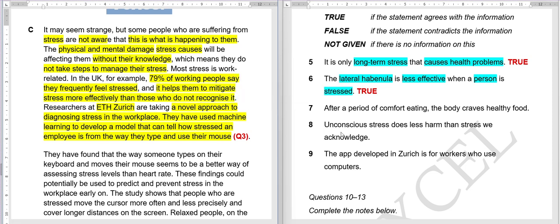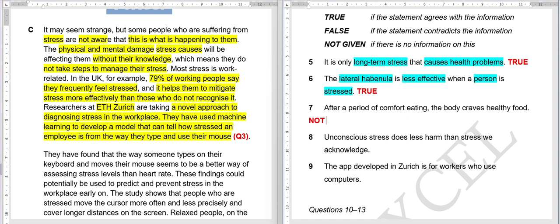So first, let me tell you, if we are not able to find this, obviously the answer to this will be not given, because we haven't been given anything about what happens after a period of comfort eating. We found the 8th option. These questions are almost always in sequence. So if you are able to find the locations of question 6 and 8 but not 7, that means it's not given. Okay, but if for any reason we find it later, in the next paragraphs, we will mark it accordingly.